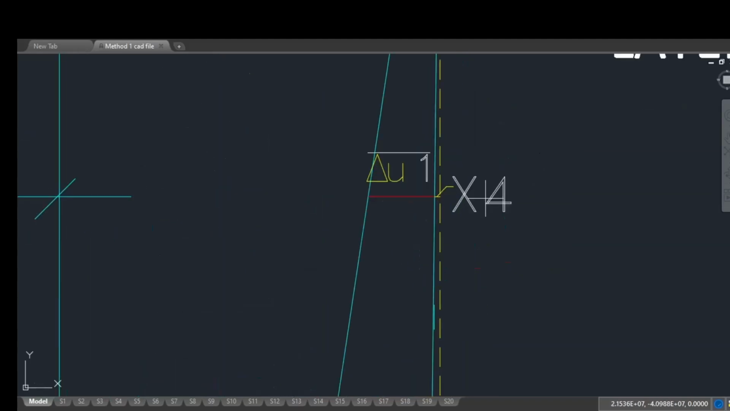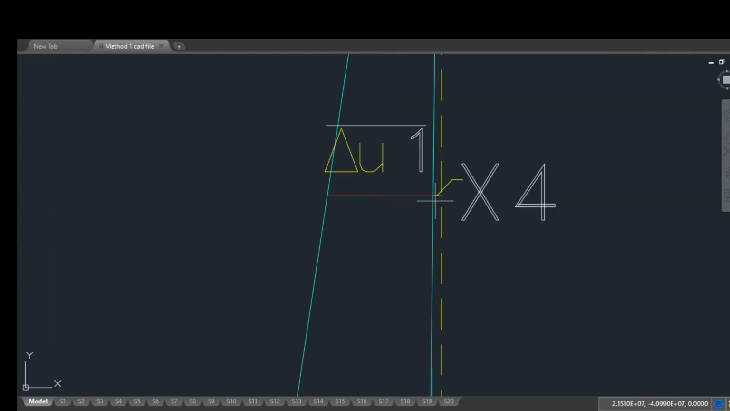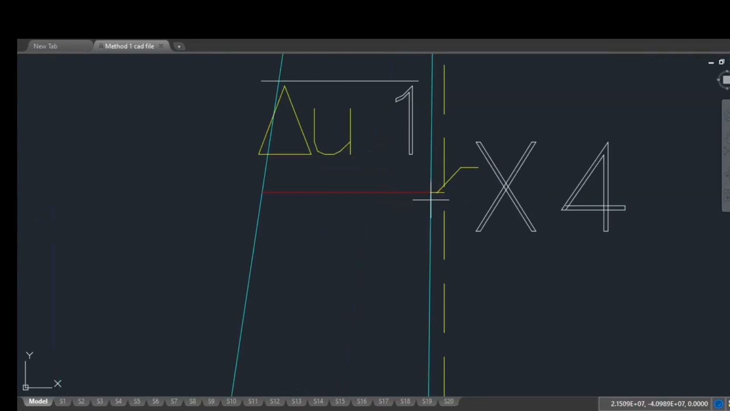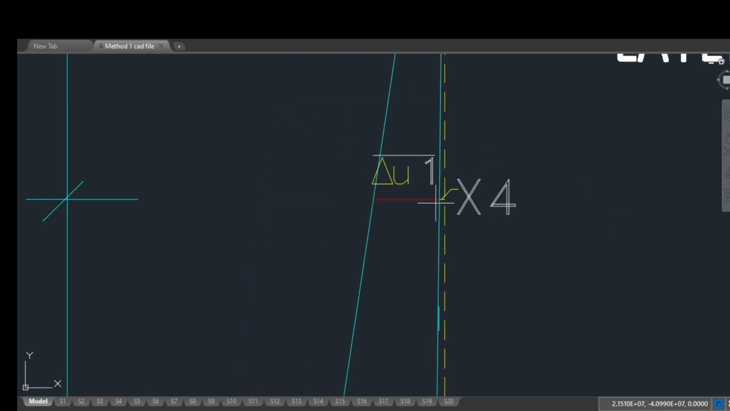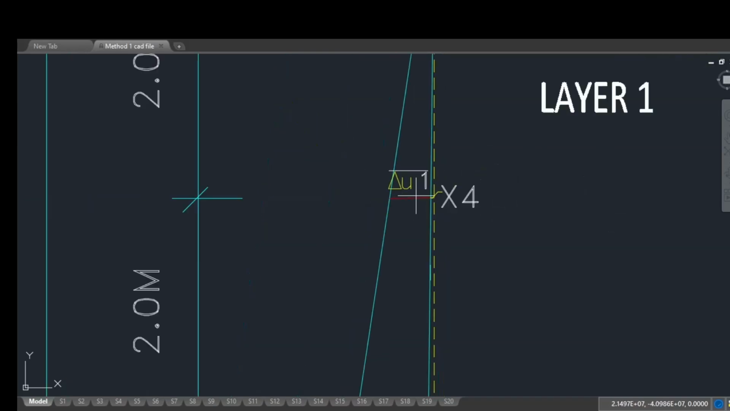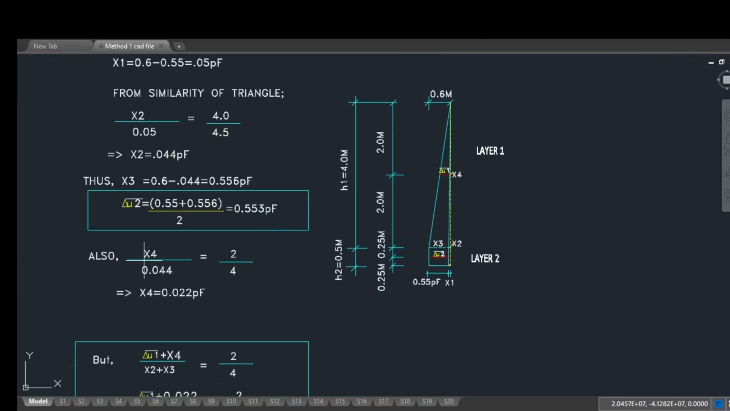We called this little yellow line x4, which is parallel to delta U1. So from similarities of triangles, x4 divided by 0.044 is equal to 2 divided by 4, and therefore x4 is 0.022 picofarad. Now remember x2 was 0.044. So that would be x4 divided by x2 is equal to 2 divided by 4.